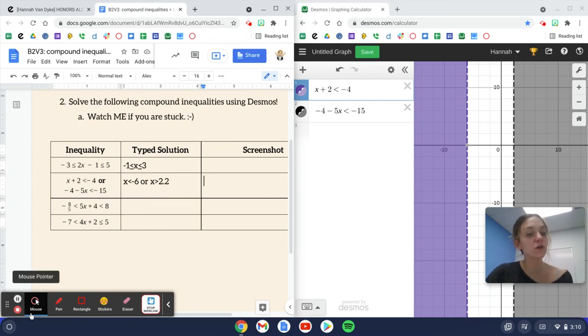Go ahead and now do the remaining two the same way. If you need to restart the video or go back to certain parts, go ahead and do that. But your task now is to finish the rest of this document.